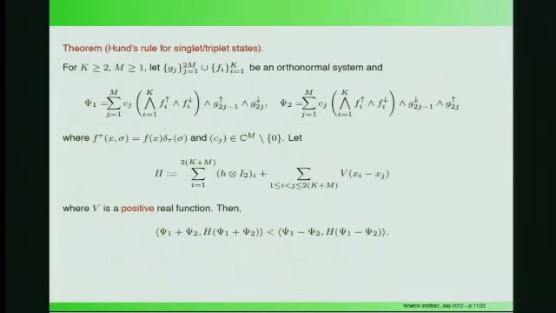Proving Hund's rule is not a difficult result, but you have to again get your hands dirty. What you want to do is the following: you take two wave functions which look almost the same. We have a sum of Slater determinants. The first part is the same for the two of them.